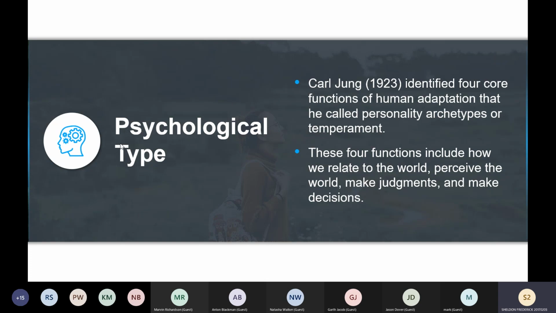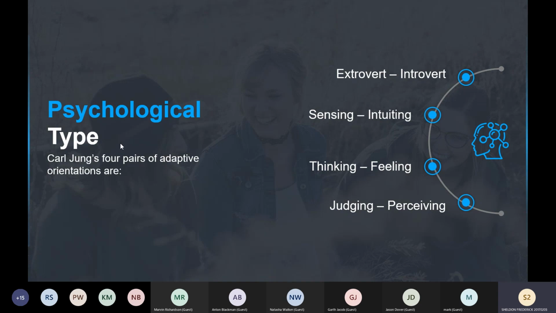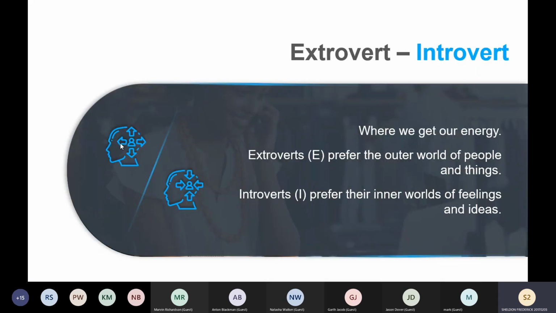So as Carl Jung identified in 1923, he identified the four core functions of human adaptation, and he called them the personality archetype and temperament types. Jung's typology includes four pairs of adaptive orientations that are diametrically opposed to each other. The four pairs again: extrovert, introvert; sensing, intuiting; thinking, feeling; judging, perceiving. So let's go to the first one, which is extrovert, introvert.